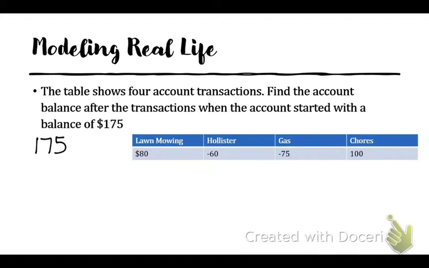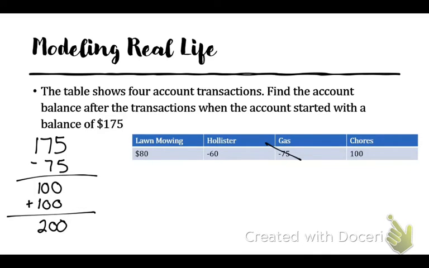What do you think, Sebastian? Okay, you did 100. Did anybody subtract 75? Yeah, so subtracting 75, okay, well, what's 175 minus 75? 100. Then what I did was, then I added the 100 for the chores to get 200, okay? So now I took care of the gas expense, I took care of the chores. Now, could I pretty easily do 80 minus 60? 20. 80 minus 60 is 20. So if I add 20 to my 200, I get $220.